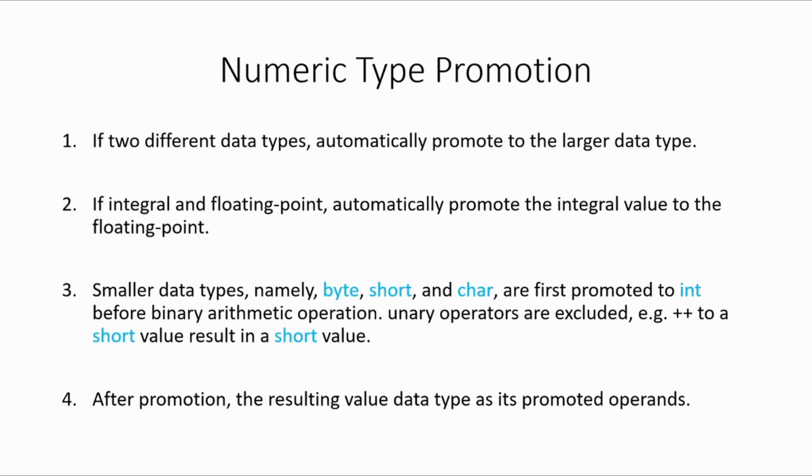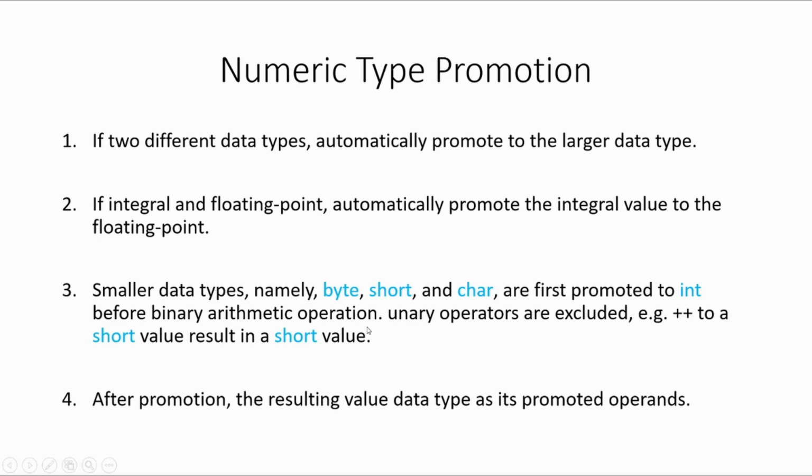Numeric type promotion. If we have two different data types, then Java automatically promotes to the larger data type. If one is int and another is long, and you do some operation, it automatically promotes to long. If integer and floating point values, then Java automatically promotes the integer value to the floating point. Smaller data types named byte, short, and char are first promoted to int before a binary operation.